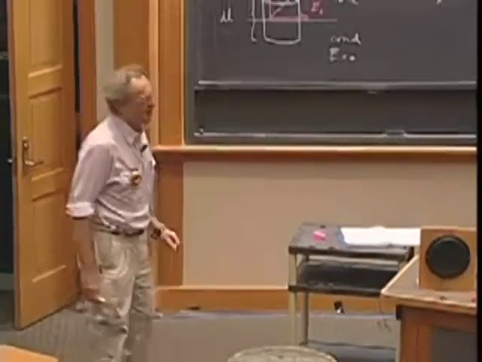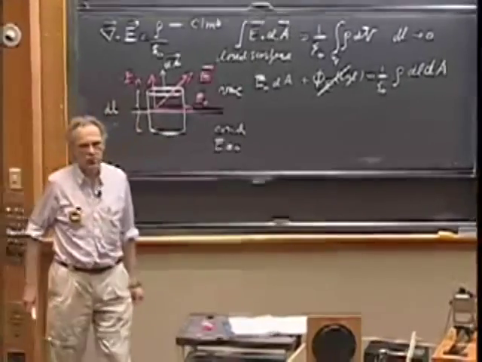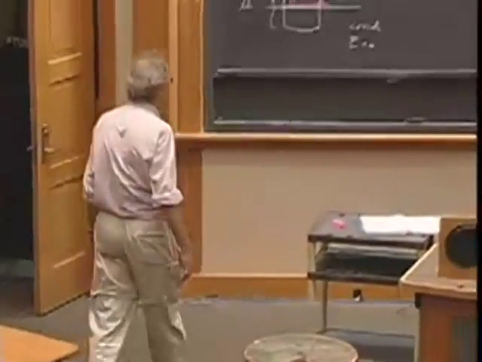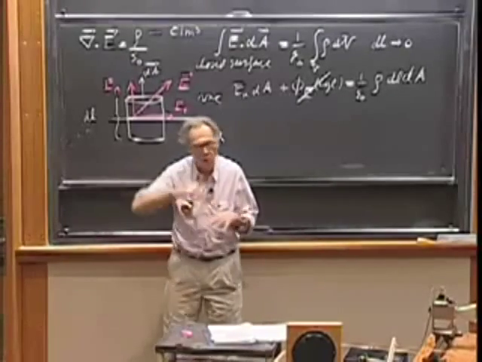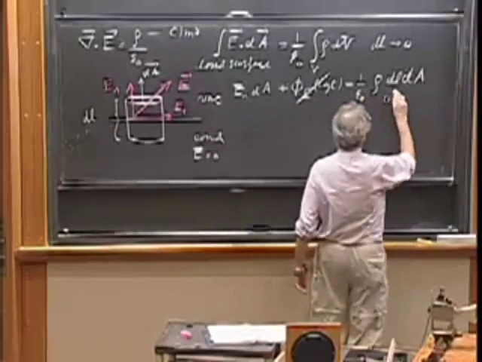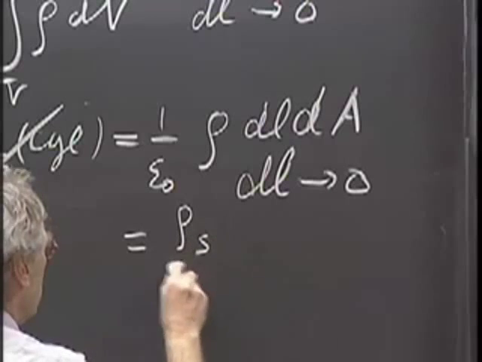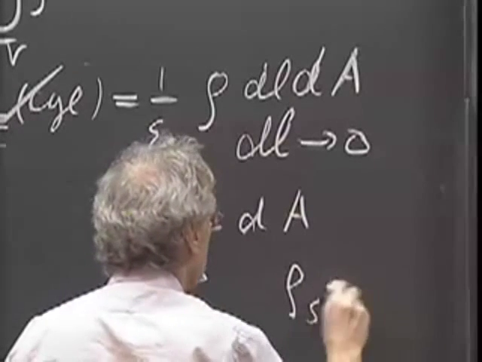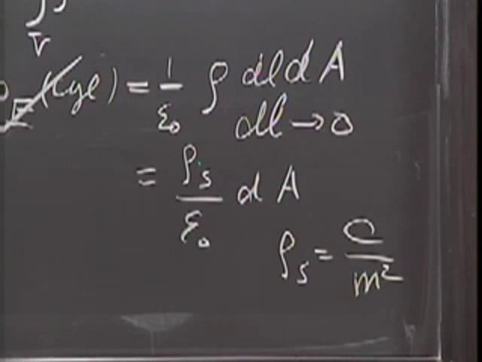But that's not true. Because there can be and there will be charge right at the surface of a conductor, which is not coulombs per cubic meter, but it is the surface density in coulombs per square meter. Totally different dimension. And that is rho of s, how much charge there is per square meter on that surface. And so in the case when dl goes to 0, this does not go to 0, but this becomes rho s divided by epsilon 0 times that dA. And this rho s now is coulombs per square meter. So that is the surface charge density.